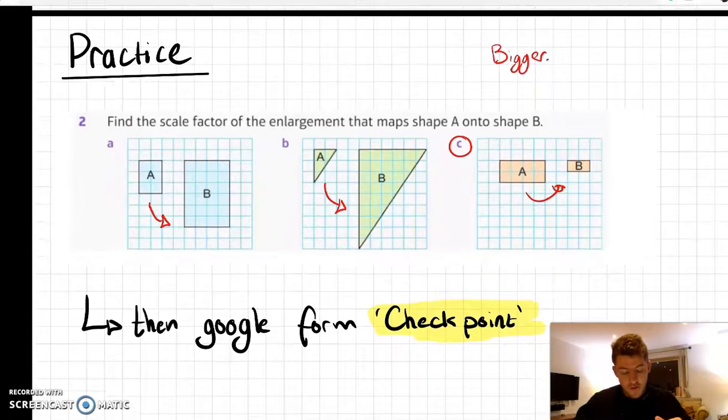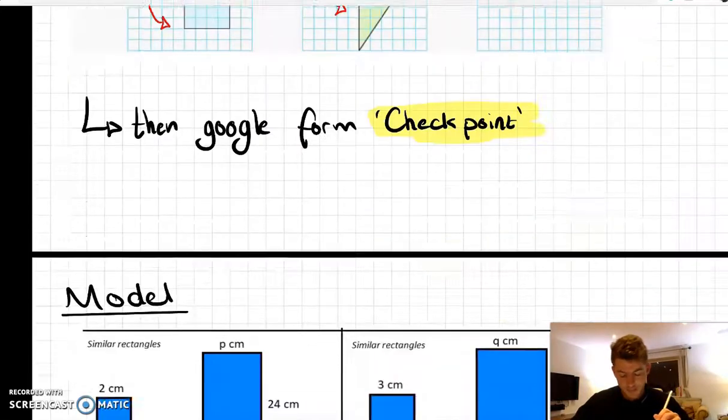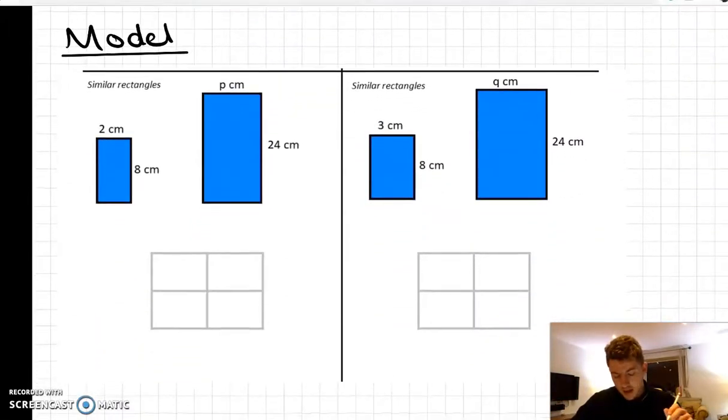Again, we've got a Google form as well. So in your book, practice 3 questions, copy them down, and then you've got to do a Google form checkpoint here. Okay, let's look at one more model.